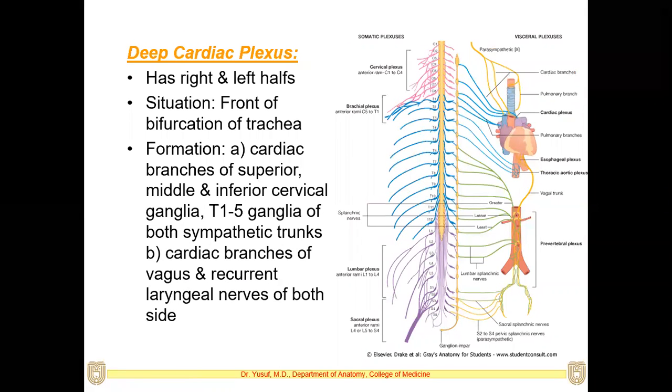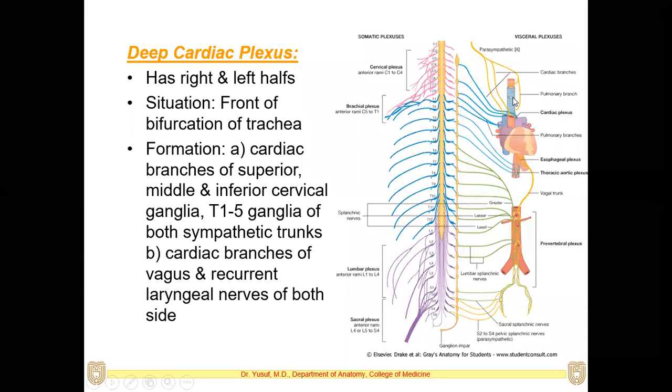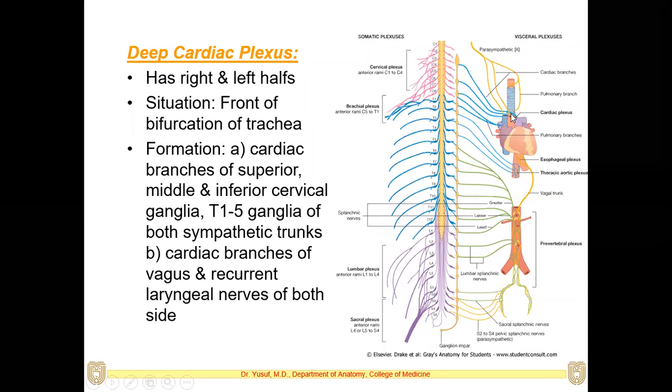Coming to the deep cardiac plexus, it has right and left halves, situated in front of the bifurcation of the trachea. So this is the trachea, and just in front of that will be the plexus. That is the deep cardiac plexus, formed by cardiac branches of the superior, middle, and inferior cervical ganglion. If you see here, this is the superior, middle, and inferior cervical ganglion. In the cervical region, there will be three cervical ganglions. This is the sympathetic chain on the right side, and there will be a sympathetic chain on the left side. On both sides there will be. For simplification, they are shown only on one side.